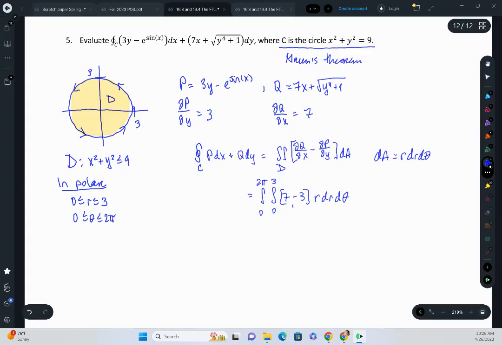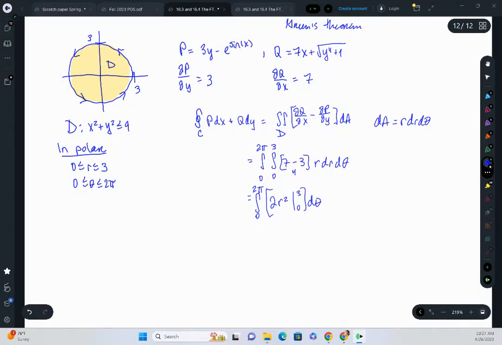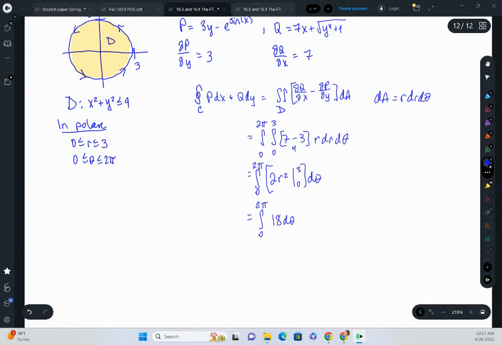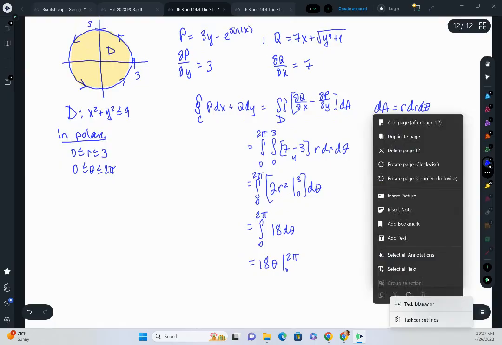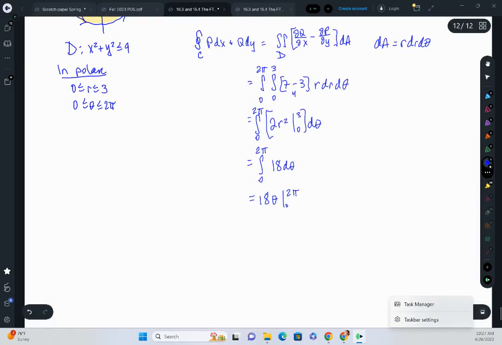Looks like we're ready to go. 7 minus 3 is 4, right? So we have 4r in there. If we integrate 4r, we get 2r squared. We evaluate from 0 to 3. And then after we evaluate that, we'll integrate with respect to theta. Plugging in 3, I get 18. So the integral from 0 to 2 pi of 18 d theta. And then that gives me 18 theta from 0 to 2 pi, which is finally going to give me 36 pi.